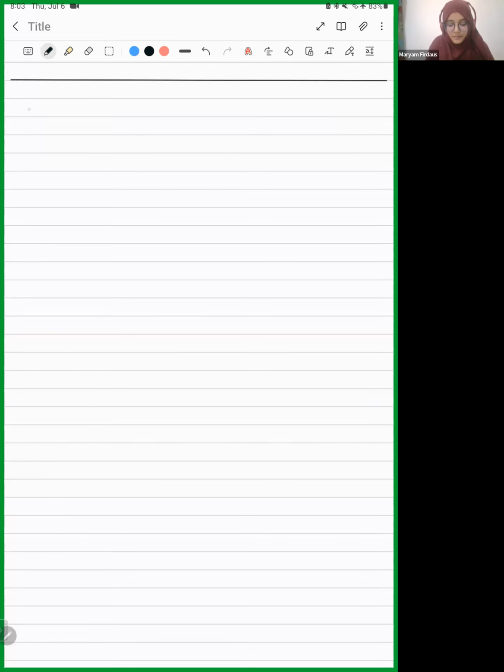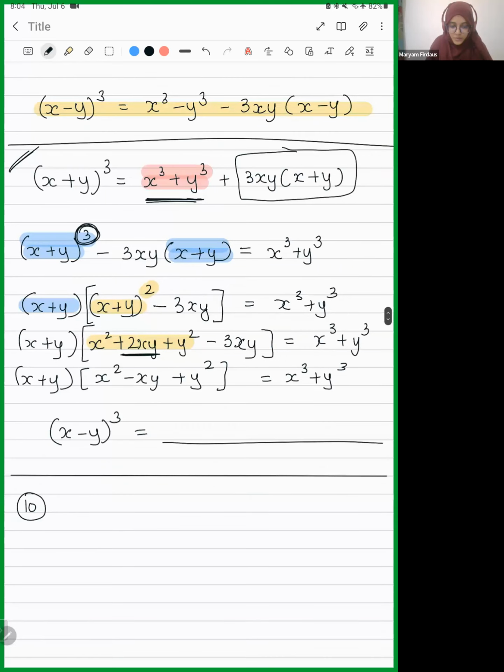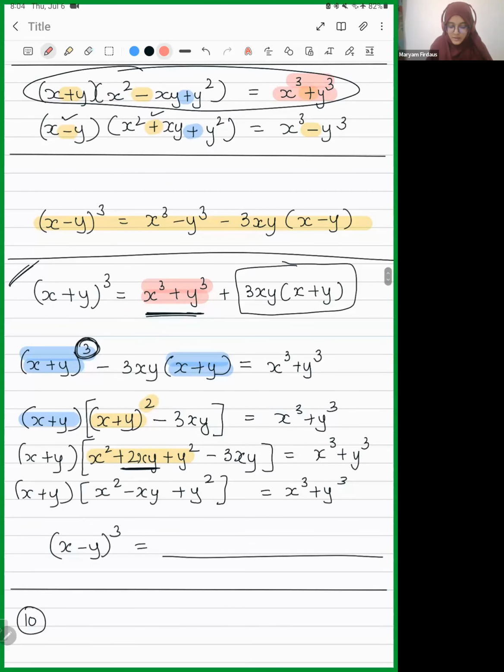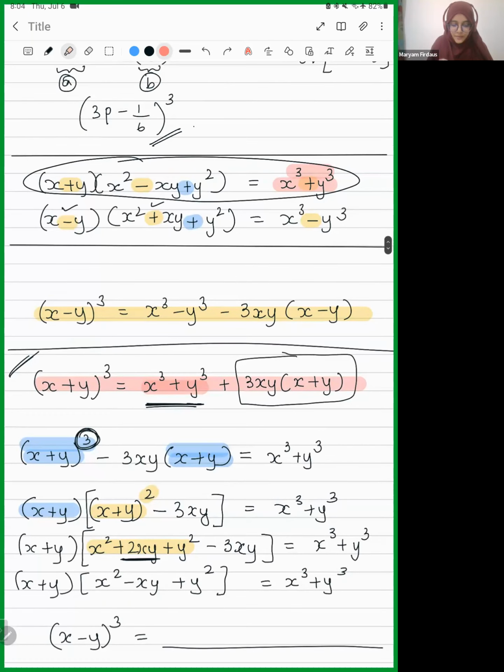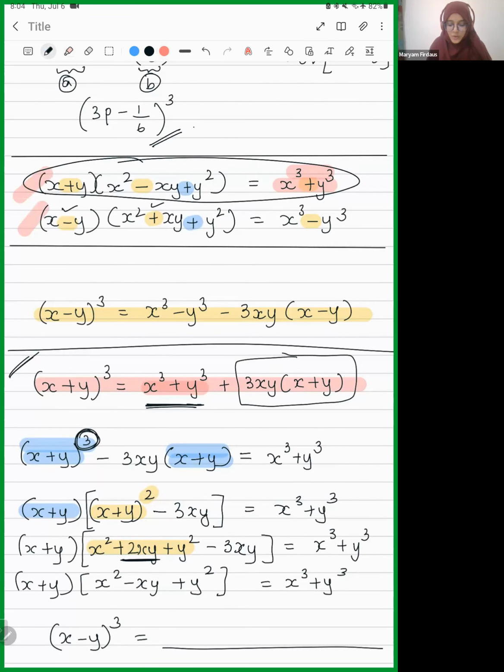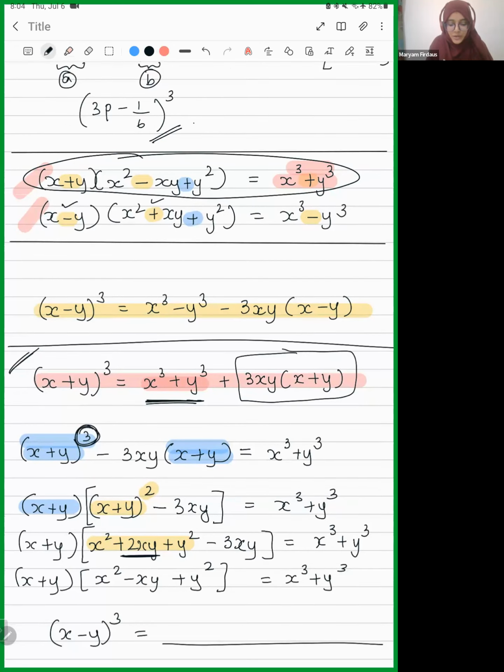Now let's come to question 10. Question 10 is based on the previous identity. Okay, this one as well as this one. No, not this identity, sorry. It's based on these two identities. Okay. Question 10 is based on those two identities. So let's come to question 10.